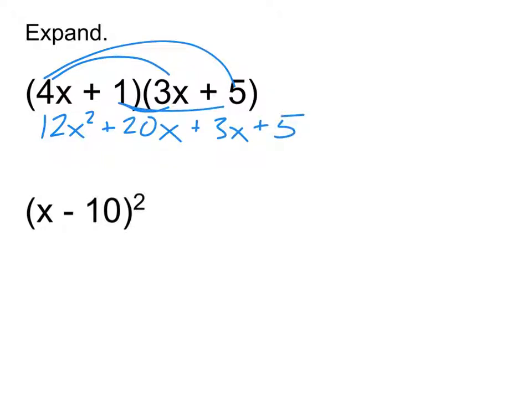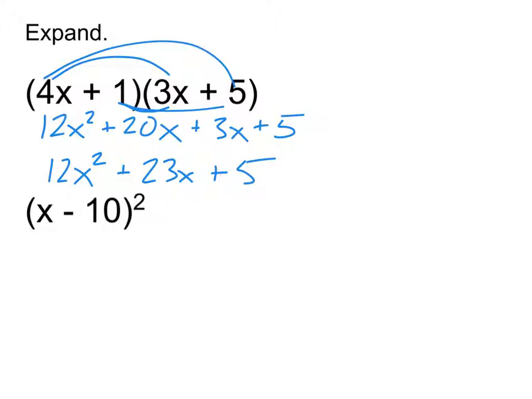Now we look to combine like terms. We only have the 2 like terms, which are the x terms. The 12x squared stays the same. But 20x plus 3x, that's going to be 23x. And then plus the 5 hanging on the end stays there. There's our final answer for that one. That is expanded completely. That is multiplied out.